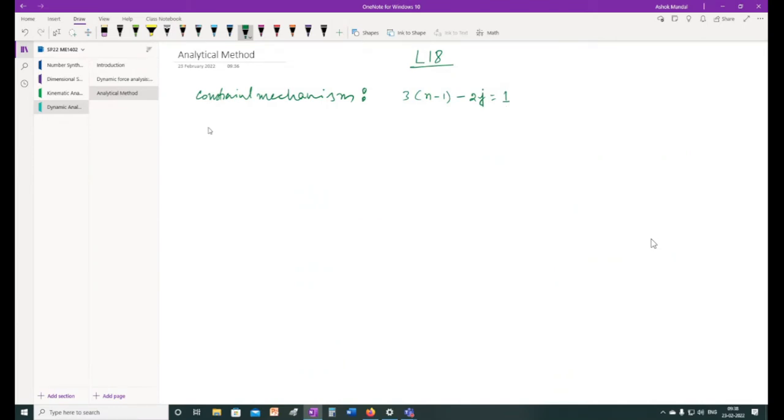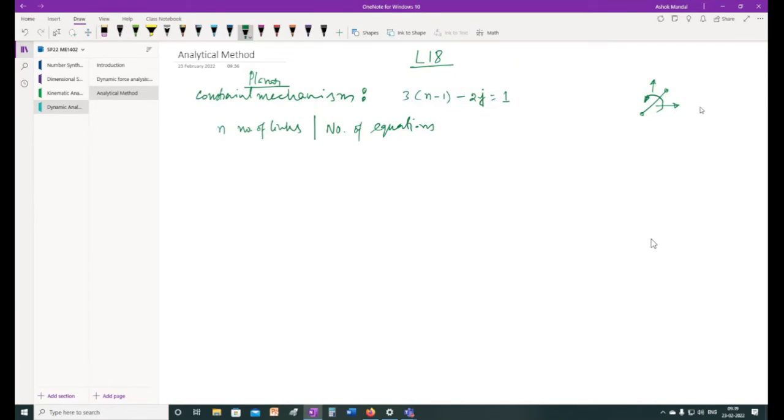So for a mechanism, suppose you have n number of links, then for dynamic analysis, how many equations do you have? Suppose there is a link moving in a plane. We are obviously discussing the planar mechanism. A link moving in space has what movements? Two translations and one rotation.